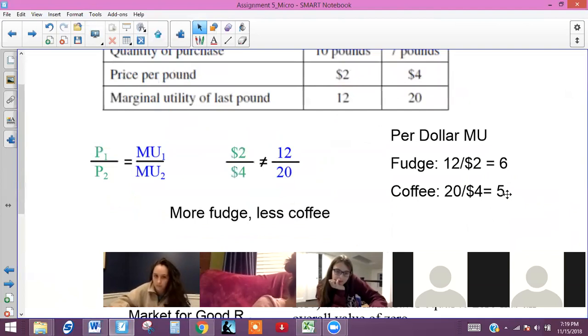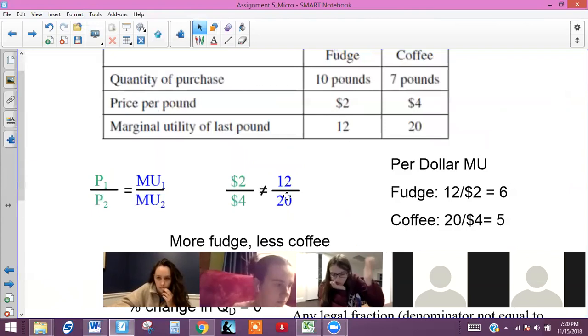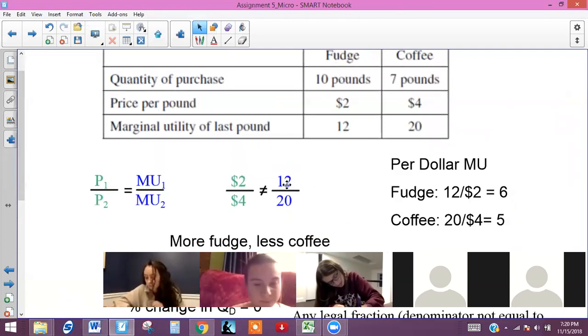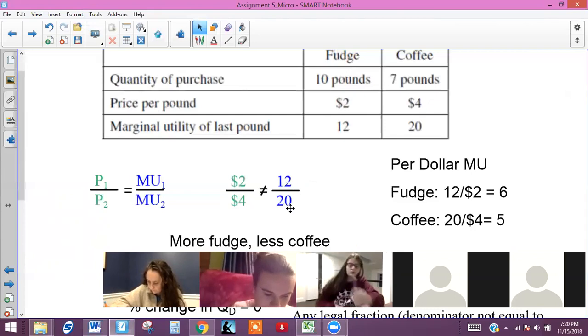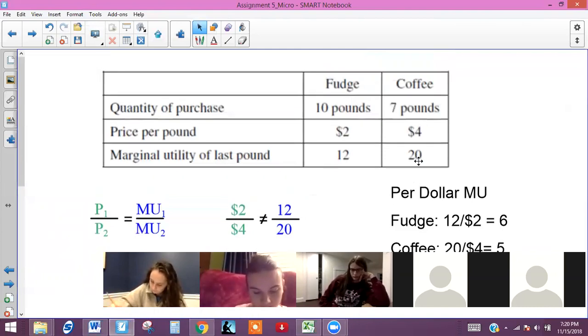What she needs is to get her marginal utility for fudge to be lower, or the marginal utility for coffee to be higher. Now, think about how the marginal utility goes down as you buy more. In order for this marginal utility of 12 to drop to 10, she needs to buy more fudge, because the more you buy, the lower your marginal utility is. Your total utility goes up, but your marginal goes down. And if she wants to get the ratio to be 12 over 24, which means she's got to gain marginal utility in coffee, she needs to buy less coffee, because when you buy less of something, you get a higher marginal utility.